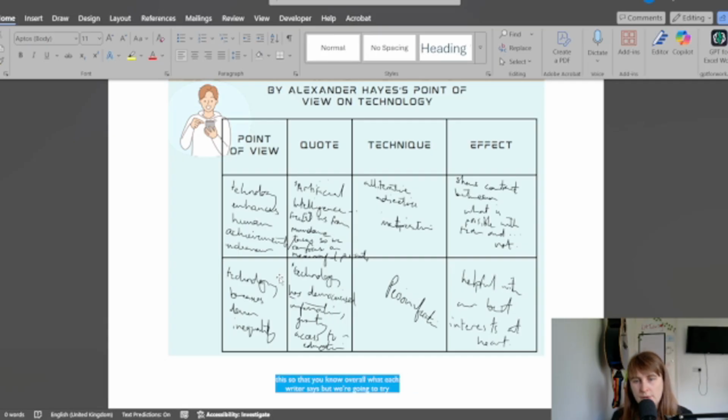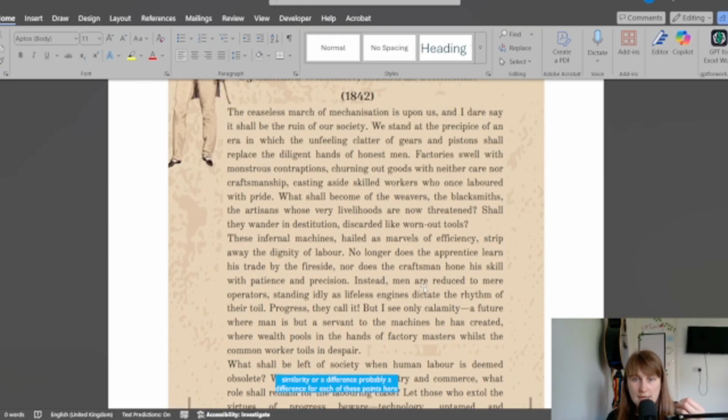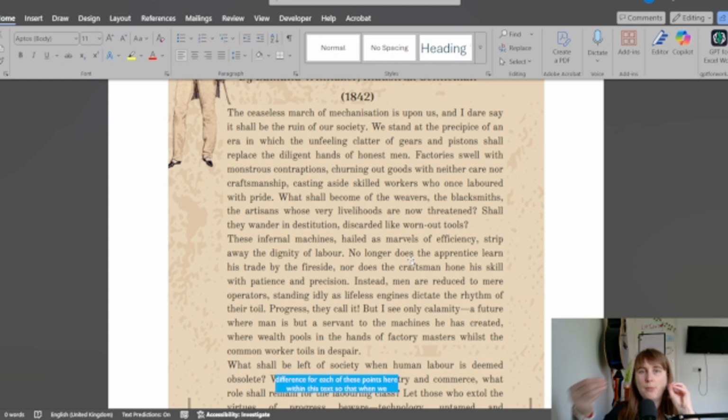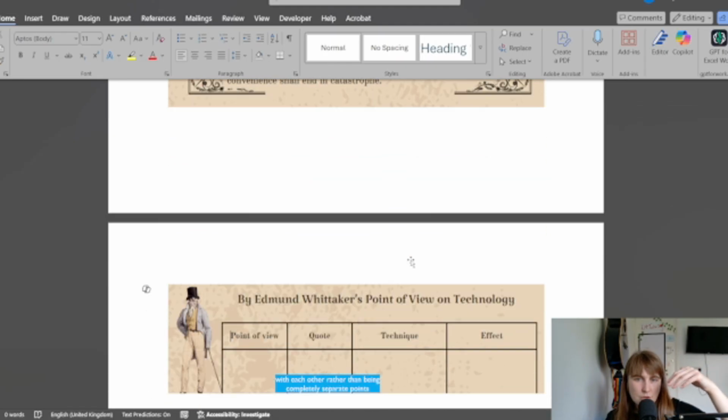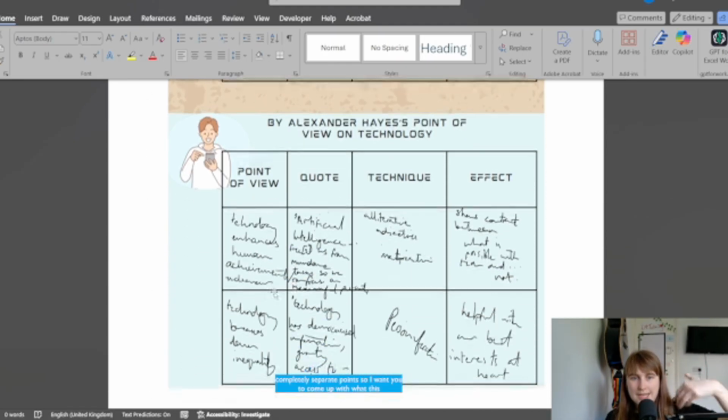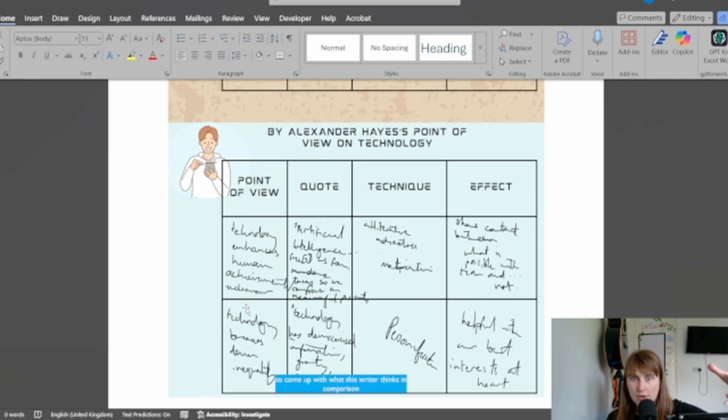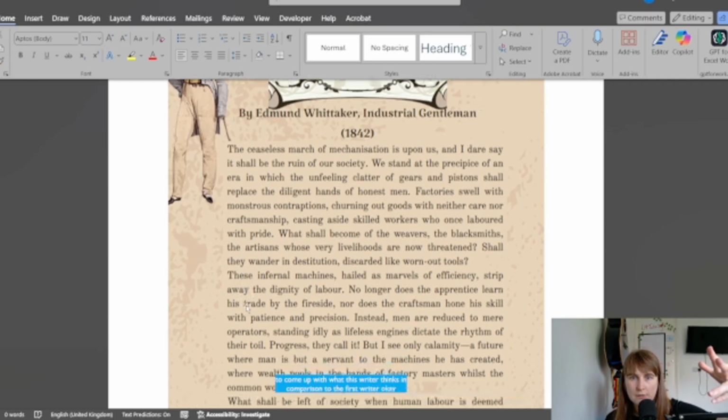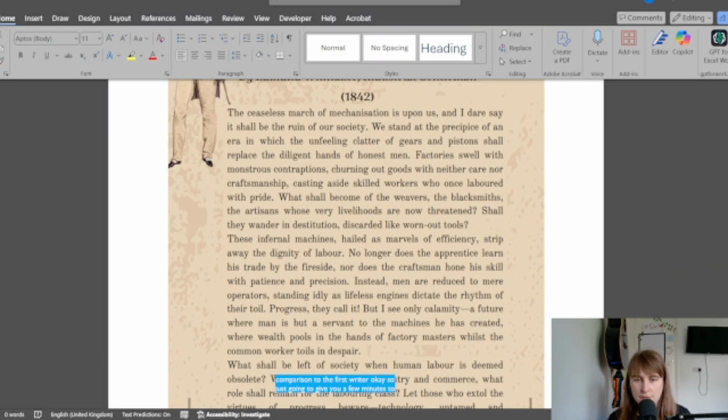But we're going to try and find either a similarity or a difference, probably a difference, for each of these points within this text, so that when we compare, the points we're making directly contrast with each other rather than being completely separate points. So I want you to come up with what this writer thinks in comparison to the first writer. Okay, so I'm just going to give you a few minutes to make a couple of notes on that.